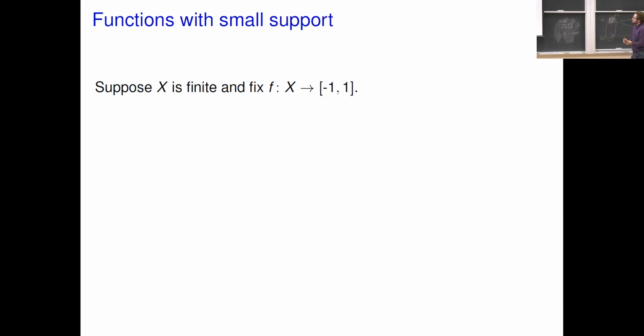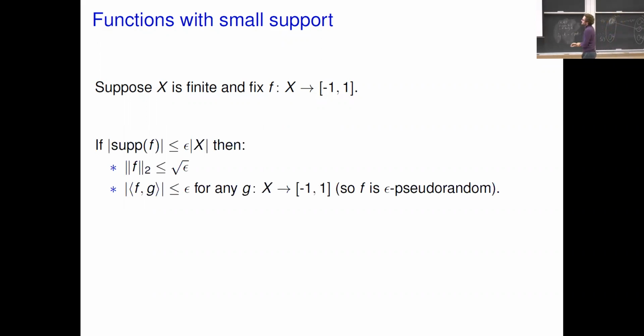So some last bit of terminology before I say the finite thing. Suppose x is a finite set, fix any function, say from x to -1, 1. Then an easy observation to make is that if the size of the support of the function, by which I mean where the function's non-zero, is very small, like at most epsilon times the size of x, well then you can think of it either as an error thing or as a pseudo-random thing, sort of trivially. It both has small norm and the inner product with any function is small.